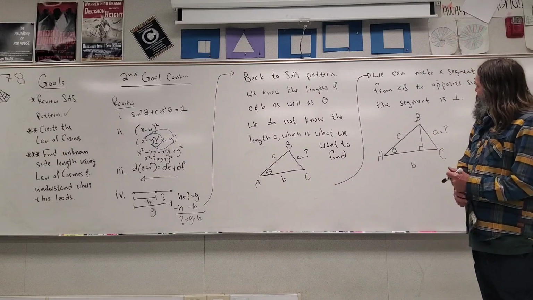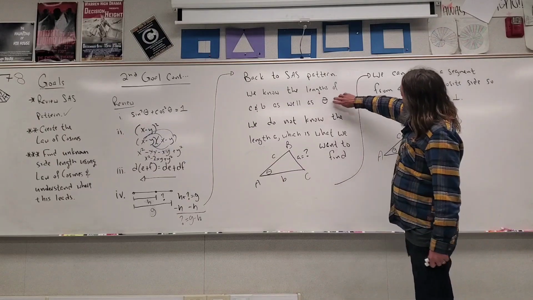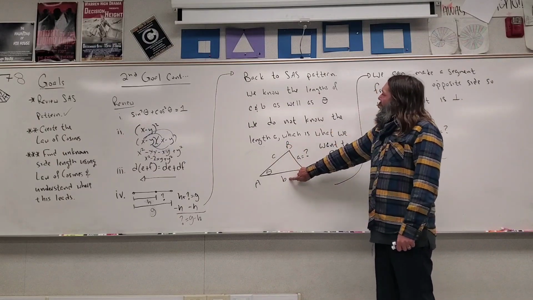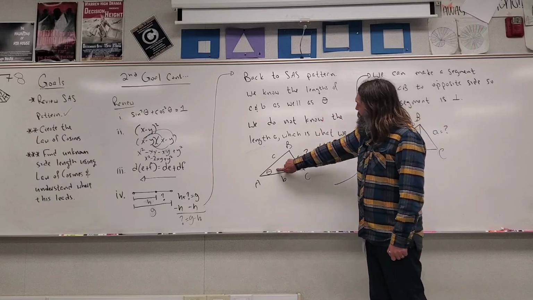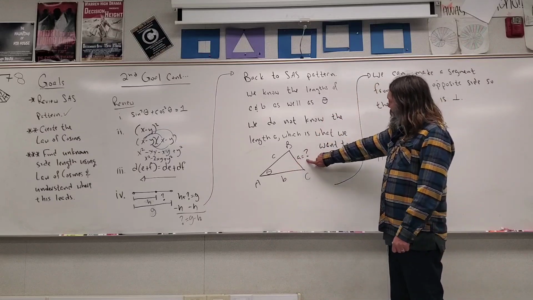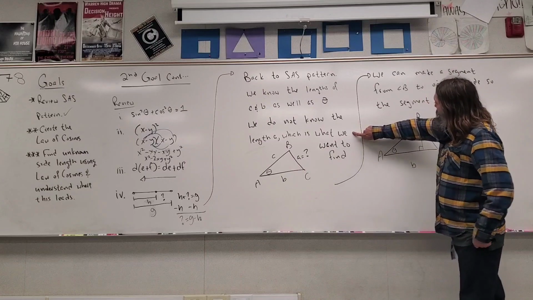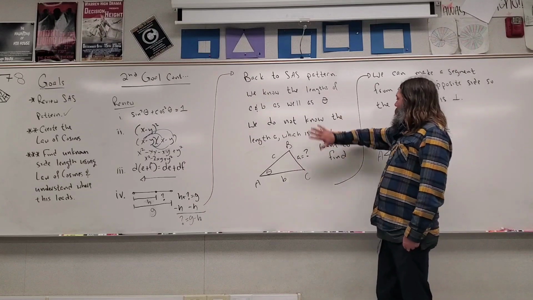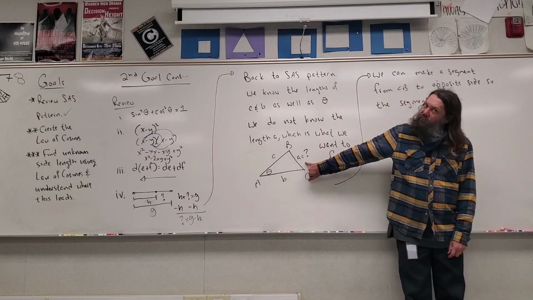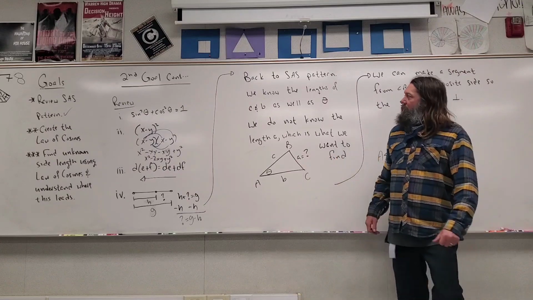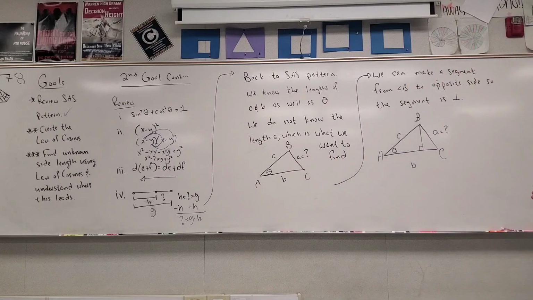Now back to the side angle side pattern. We know the lengths of C and B as well as theta, which is an angle measurement. We do not know the length A, which is what we want to find. So we're going through all of this so we can find this third side length. Okay, so we can make a segment from angle B to the opposite side so the segment is perpendicular.